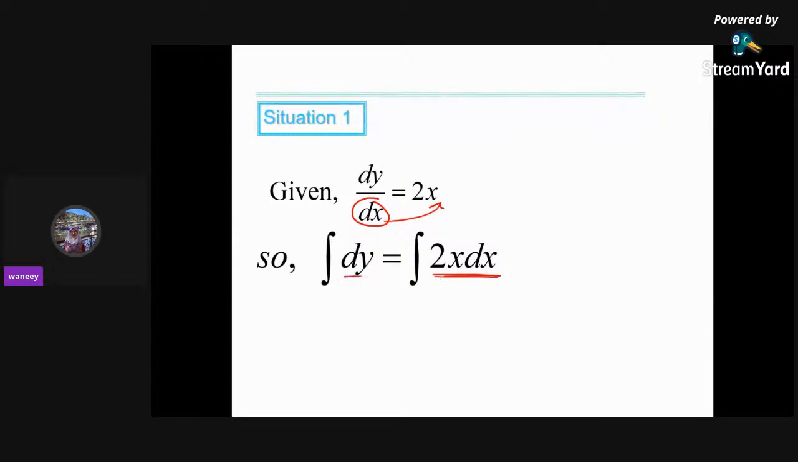On the left hand side, I don't have anything with x, so this is okay. Integrate both sides. We are going to get y equal to x squared plus c. Since we do have a c, this is a general solution.